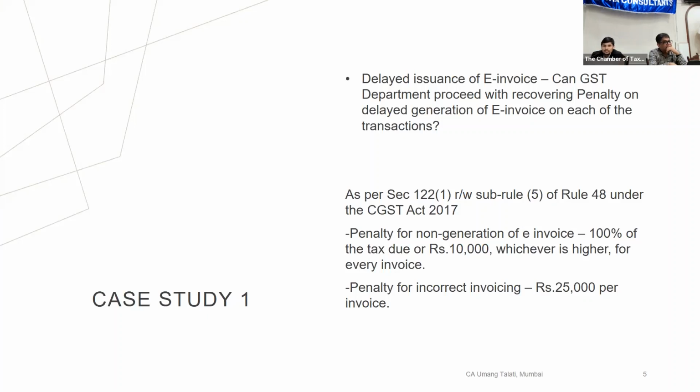So yeah, anyone wants to... and per invoice. So I am inclined to go for 122.1, 10,000, and I am afraid to say that it is for every invoice. If anyone has another view, or we can go ahead. Yeah, so we'll go ahead.